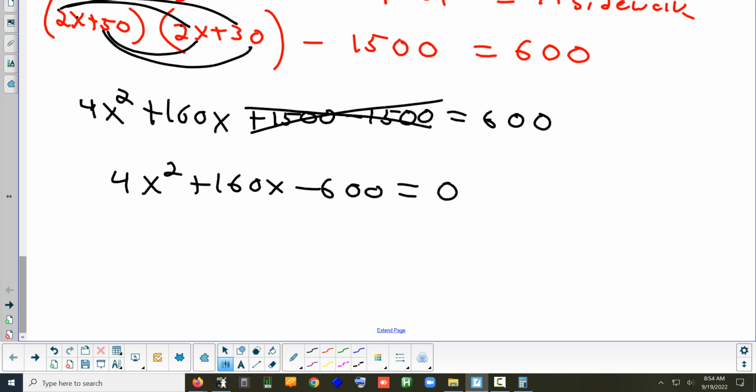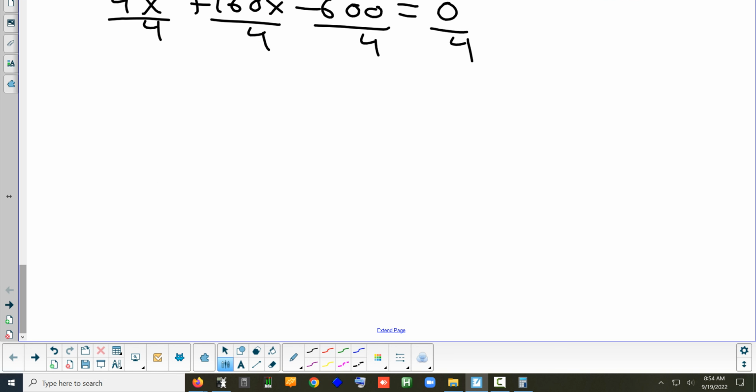Now, if you can, and every number is divisible by something, it does make it easier if you divide everything by that number. You don't have to, but it makes the numbers smaller. Does anybody see something that I could divide all 4 by, including the 0? Yep. You can divide everything by 4. Again, that's not necessary, but it will make it a little bit easier. So x squared plus 40x minus 150 equals 0.